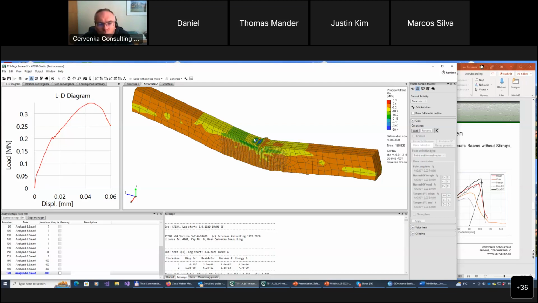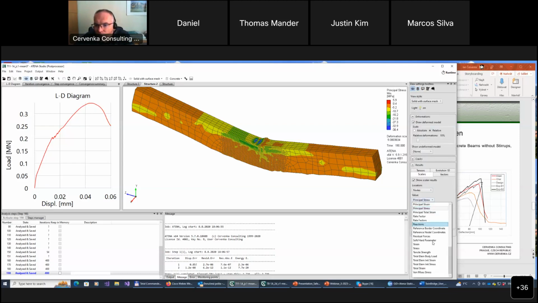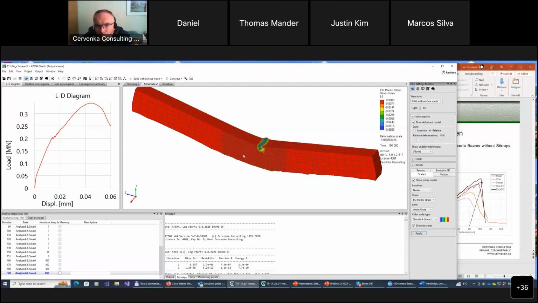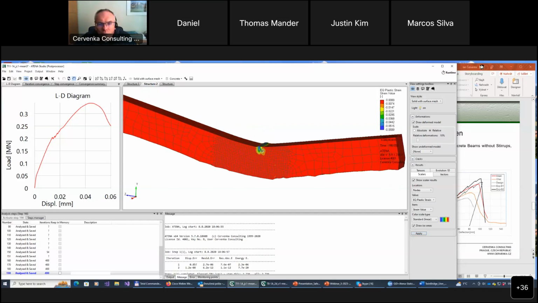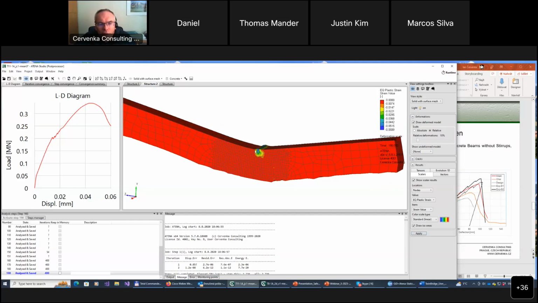So the best way now to look at it is really to look at the equivalent plastic strain. If I look at this equivalent plastic strain, where is it? There it is. I apply. Okay, now you see what is really happening, and it nicely corresponds to the deformed shape. So indeed, I see I have a crushing here, a compressive crushing next to the support.